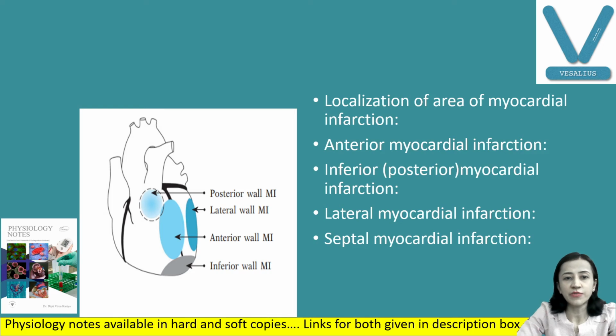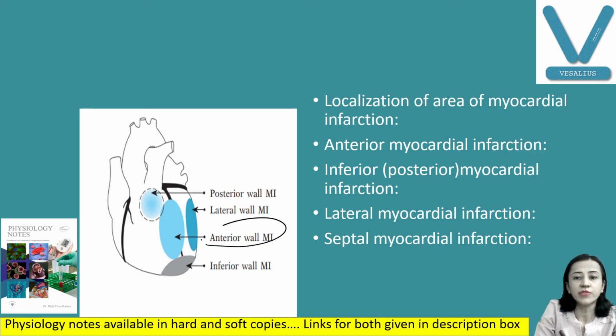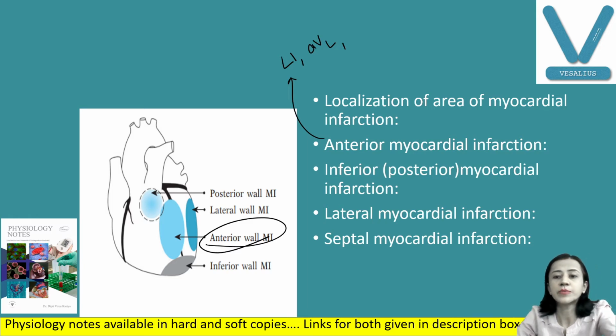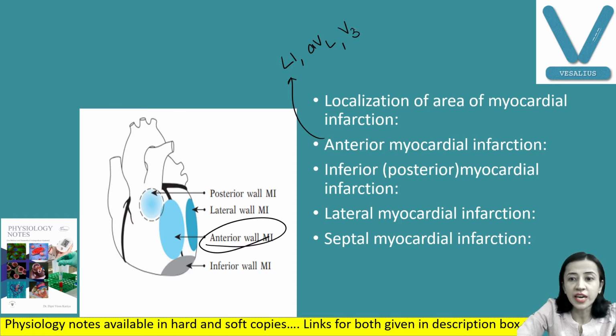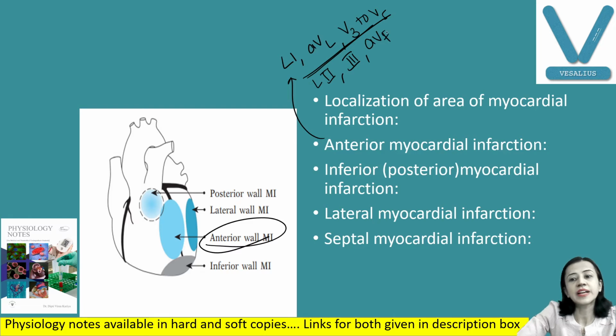Now, localization of the area of myocardial infarction. If the person has anterior wall myocardial infarction, leads L1, AVL, and V3 to V5 show changes of MI, that is ST elevation, and leads L2, L3 and AVF show reciprocal changes.